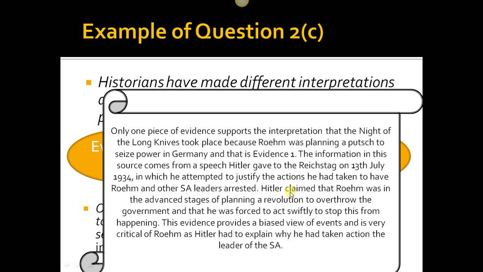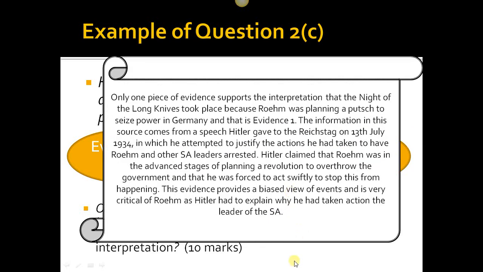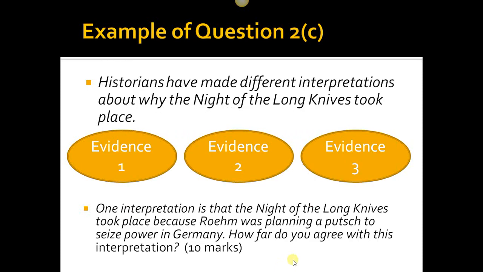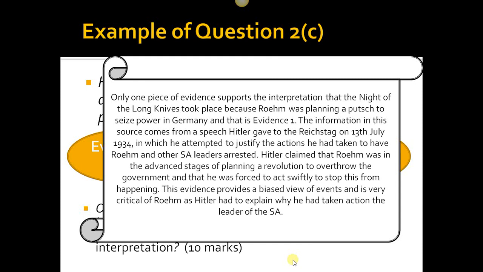Now, if we pull up here, the answer. Now, let's go back to the question, first of all. One interpretation is that the Night of the Long Knives took place because Rome was planning a putsch to seize power in Germany. How far do you agree with this interpretation? Well, only one piece of evidence supports the interpretation that the Night of the Long Knives took place because Rome was planning a putsch to seize power in Germany, and that is evidence 1.